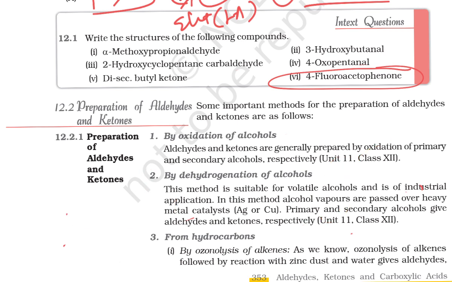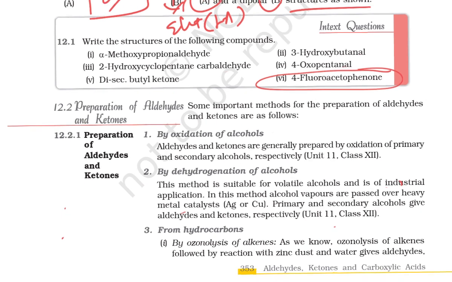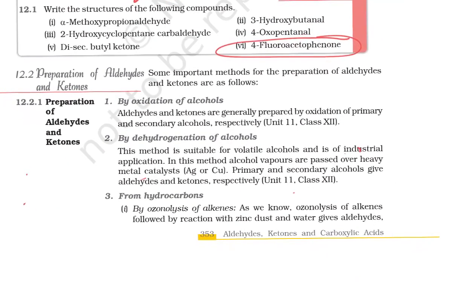Some important methods are given here. The first one is oxidation of alcohol. I already told you, if I take a primary alcohol, it is going to give the aldehyde. If I take a secondary alcohol, it is going to give the ketone. But a tertiary alcohol will not undergo the oxidation.